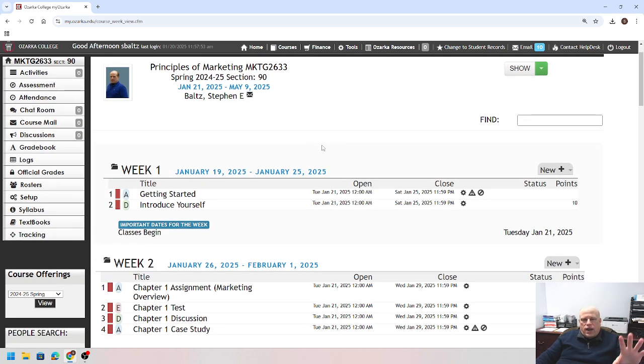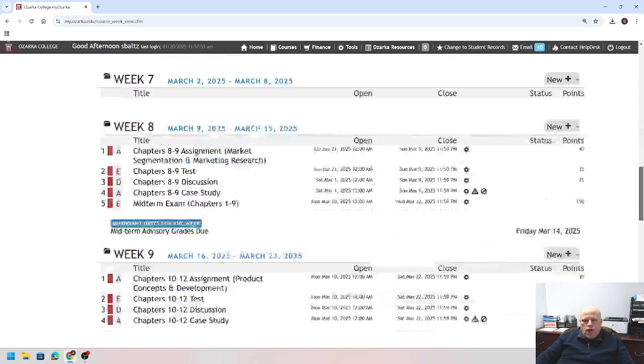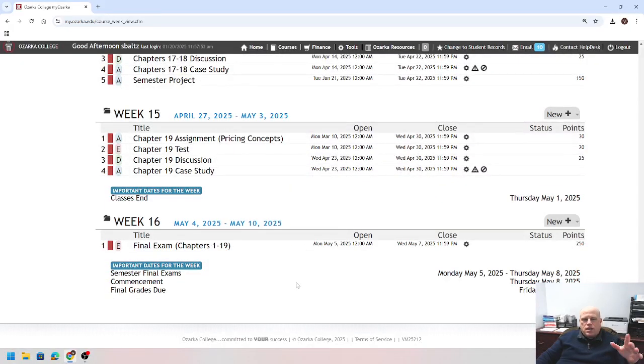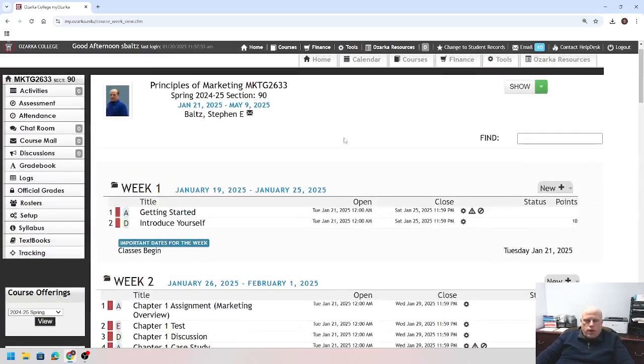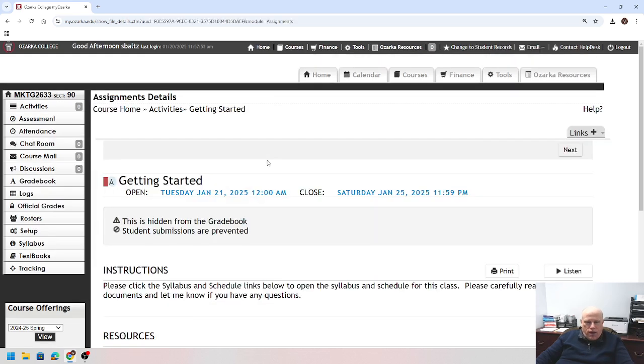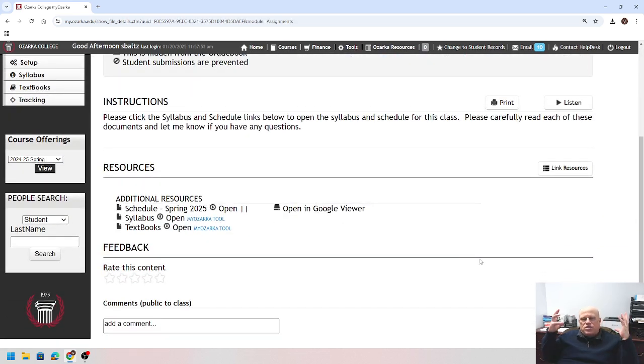And you'll notice it's organized by week. So you start off with week 1, this first week of the semester, and it goes all the way down to week 16, where we'll take our final exam. Okay? So let's start with week 1 here. You'll notice I've got 2 items under week 1. I've got a Getting Started link, and let's go ahead and click on that first. This is basically just a series of links that I've provided to the schedule and syllabus and the textbook, things that you need to look through and let me know if you have questions about this first week of class.